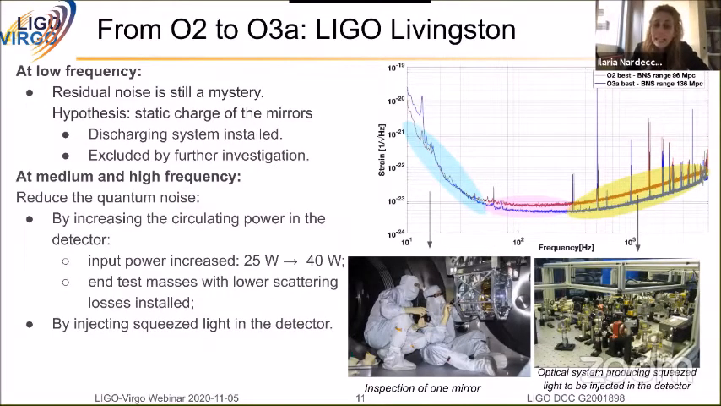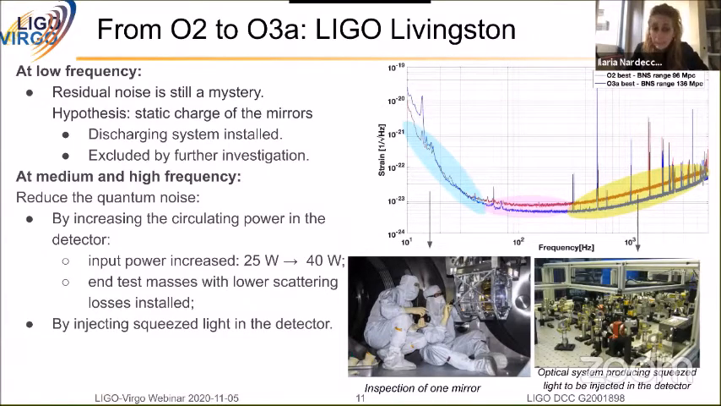So now we can analyze in detail all the upgrades that have been implemented in each gravitational wave detector. Let's start with LIGO Livingston. Concerning the low frequency region, during the past science run, an extra noise was discovered, probably due to the static charge of the mirror. For this reason, a complex discharging system has been implemented and installed in the detector. This noise has been reduced, but it has not completely disappeared, and so this is an open issue that must be investigated and solved.